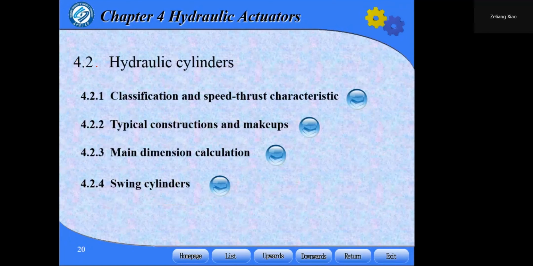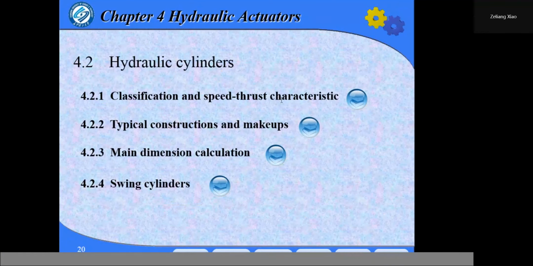4.2 Hydraulic cylinder. It includes four parts. First one is classification and structure characteristics. Then the structure and makeup. Then the main dimension calculations. The last one is swing cylinders.